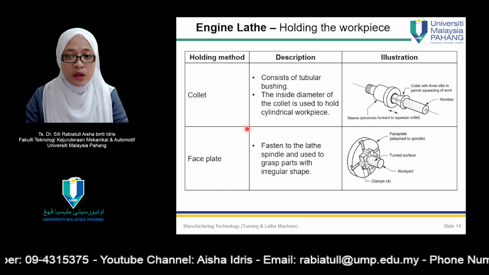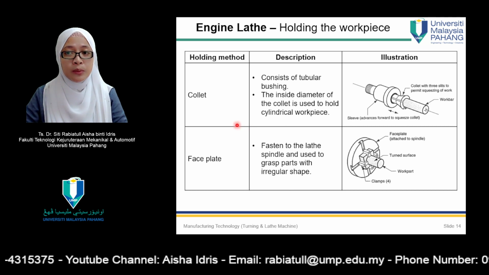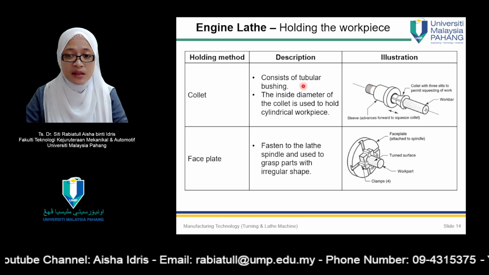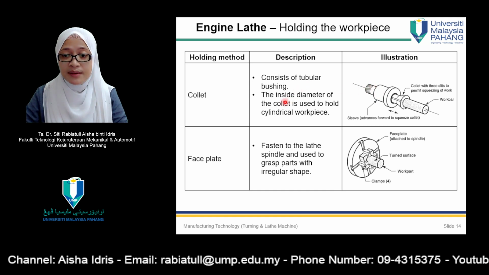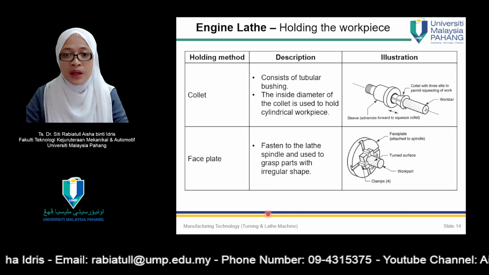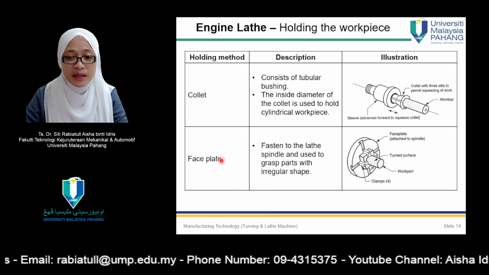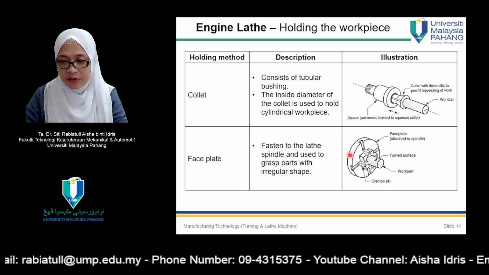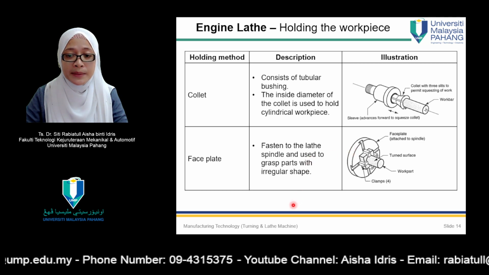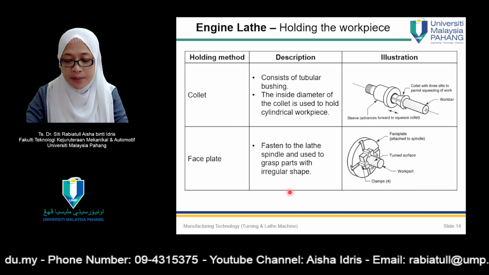And we can also hold the workpiece using a collet. This is the collet. It consists of a tubular bushing. The inside diameter of the collet is used to hold a cylindrical workpiece. And number three is the face plate. This one is the face plate, fastened to the lathe spindle and used to grasp parts with irregular shape.